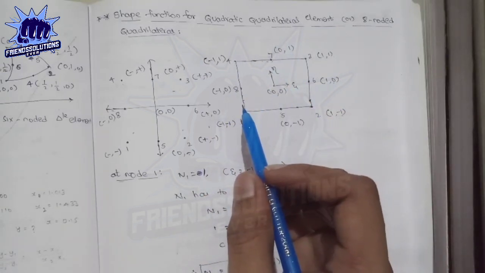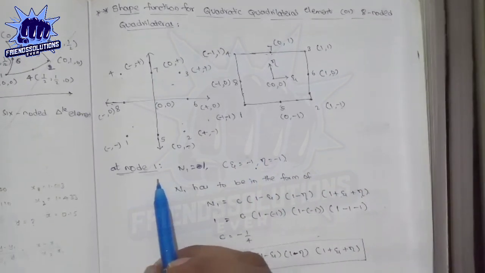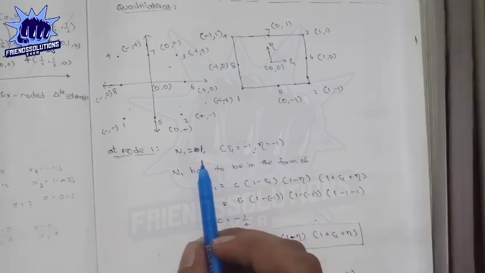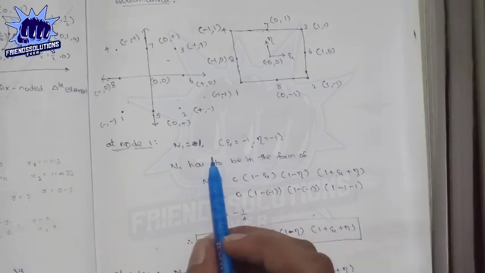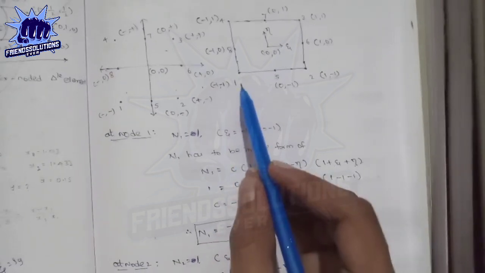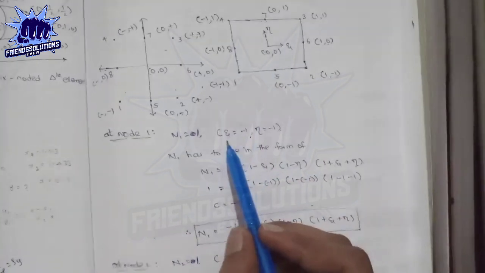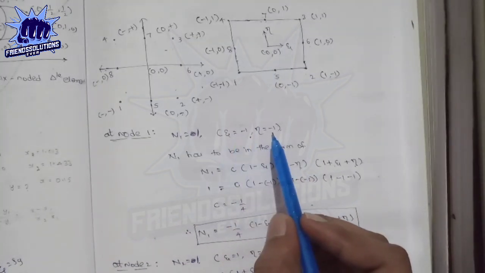Now come to the derivation. Consider node 1. At node 1 the shape function N1 is equal to 1 and the remaining shape functions N2, N3 and so on are 0. We know that. And at node 1 the coordinates are minus 1 comma minus 1. So xi equals minus 1 and eta equals minus 1.